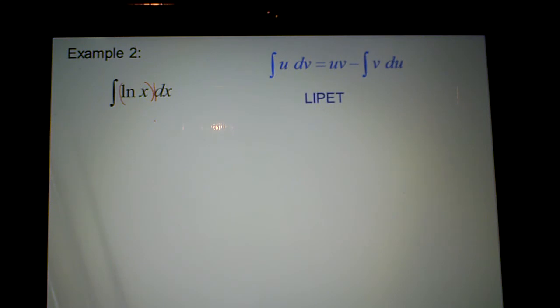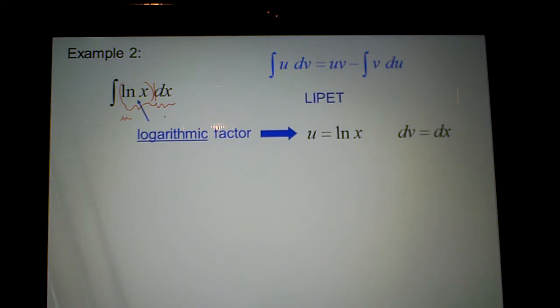I'm going to integrate u dv, which is equal to uv minus the integral of v du. Notice that ln x is my logarithmic factor, so I choose that to be my u. And the rest is dv. If this is u, 1 dx is dv. Differentiate ln x and I get 1 over x.